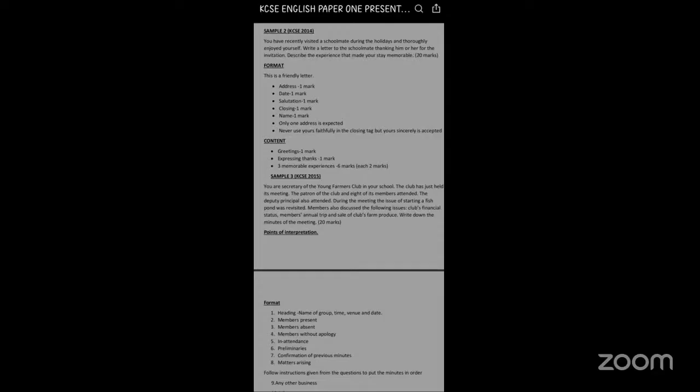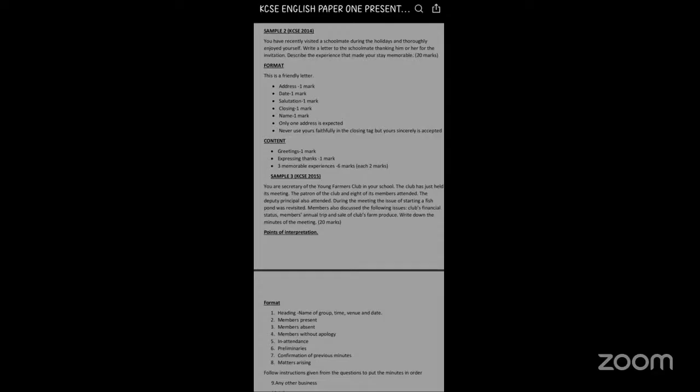Number 1, you're supposed to give thanks, as in show gratitude. Thank you very much. Number 2, why are you saying thank you? You must also indicate the invitation and the fact that they opened up their house for you and so on. The next thing is you're supposed to describe the experience that made the stay memorable. So you need to say how memorable it was and what made it memorable.